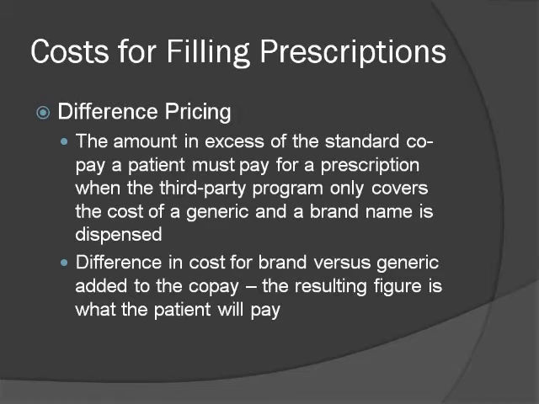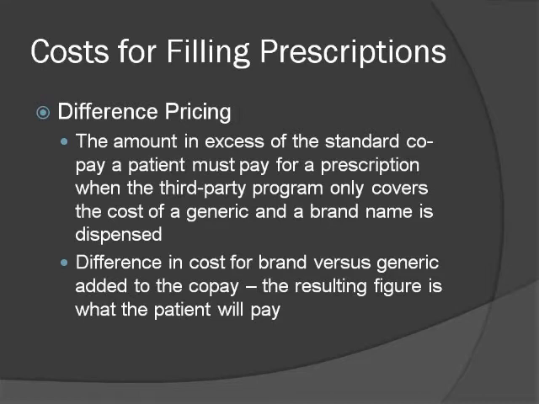So in other words, an insurance company might recommend that you get generic, but a patient may really want a brand. So they're entitled to get a brand if that's what they want. They'll most likely be responsible for that difference in cost added to the copay that they would have. So the difference in cost for brand versus generic is added to the copay, thus resulting in the amount that the patient will pay.